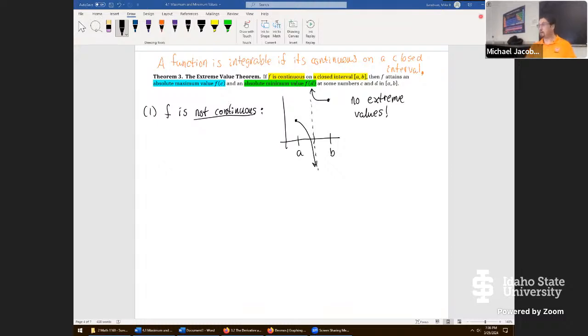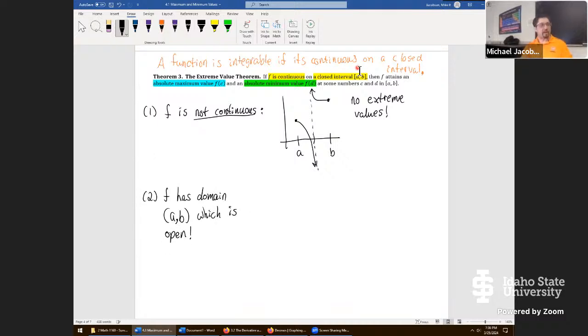Okay, well, it tells us continuity is part of the secret to why this works. And we have a good idea what happens if we take out a closed interval, but let's do it just to illustrate. So for try two, let's say f has domain (a, b), which is open. In other words, we have an open interval that we're doing this on.